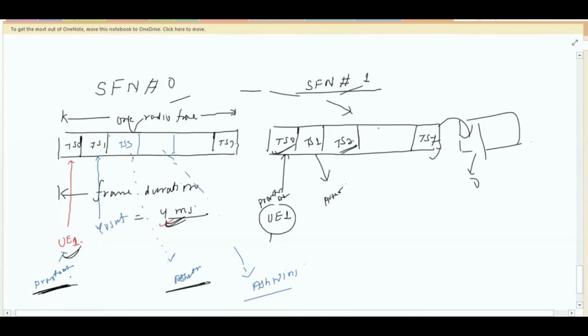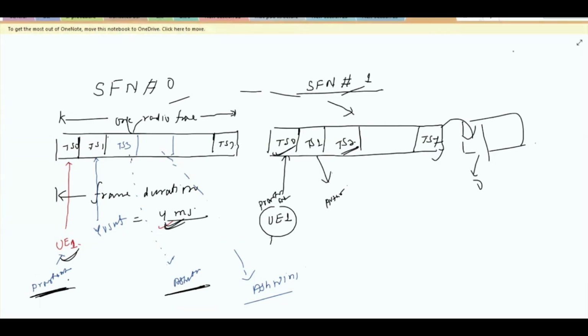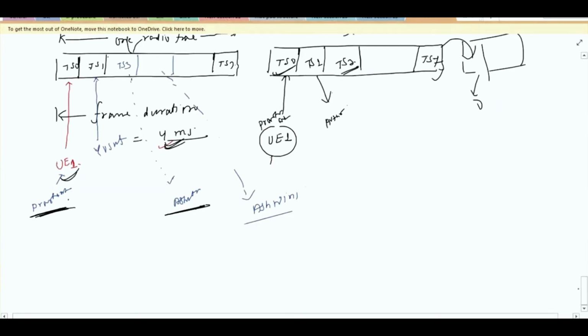So always remember this point: if a user needs more than one slot, it can be allocated, but there are two conditions. Always remember, not within the same frame, but in the next frame and in the same slot position.